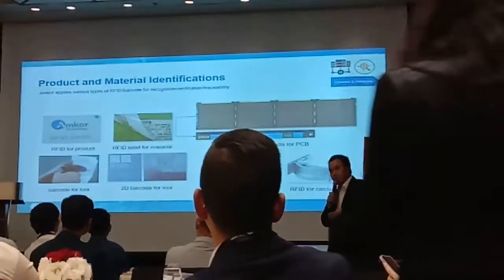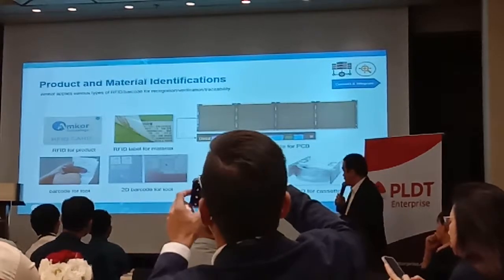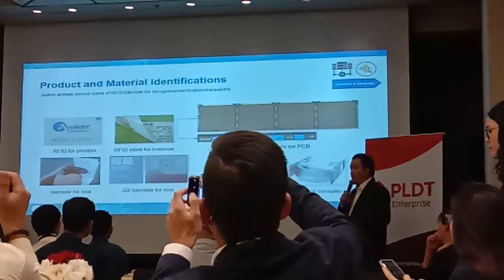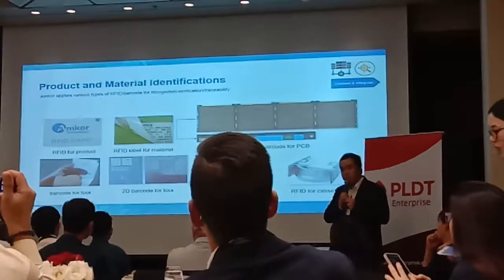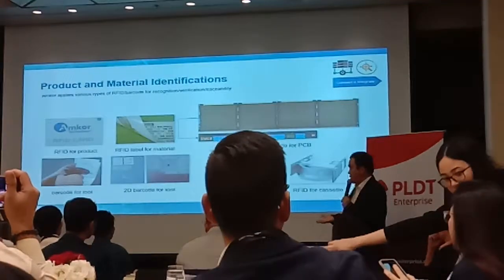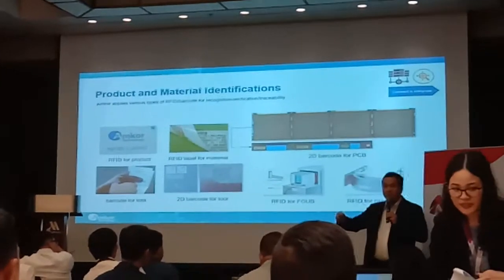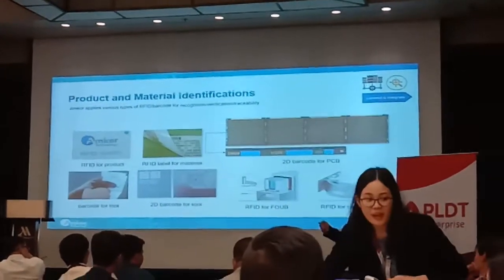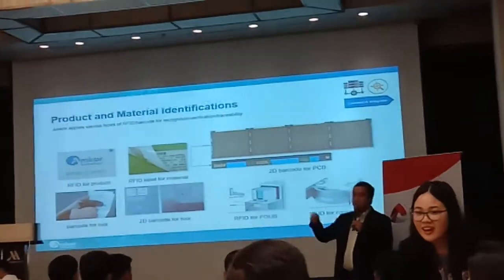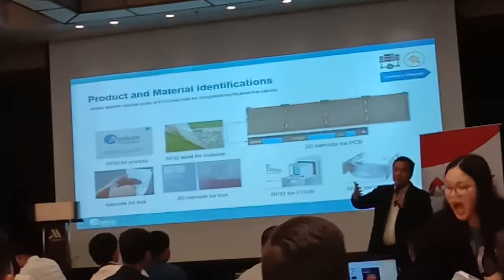Now we also use RFID, 2D barcode and 1D barcode for our traceability. All of our materials, our tools, our machines are being tracked. So every movement, all of this information is tracked or extracted to our server. This is big data.